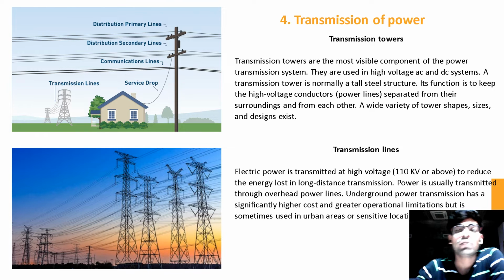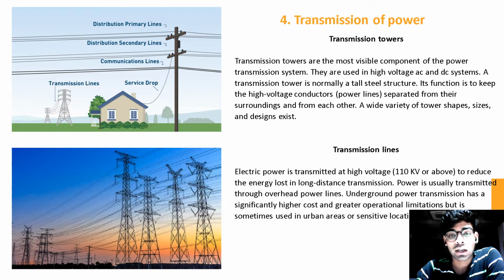Now we have transmission towers and transmission lines. Transmission towers are the most visible components of power transmission system. They are used in high voltage AC and DC systems. A transmission tower is normally a tall steel structure. Its function is to keep the high voltage conductors separate from their surroundings and from each other. A wide variety of tower shapes, sizes and designs exist.